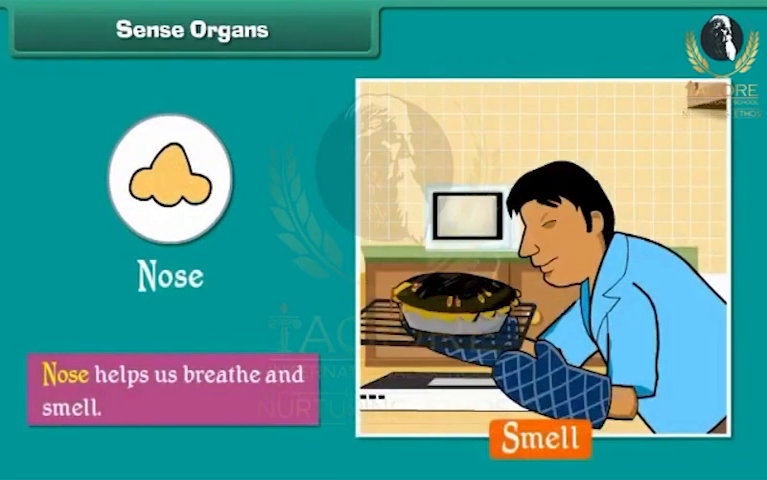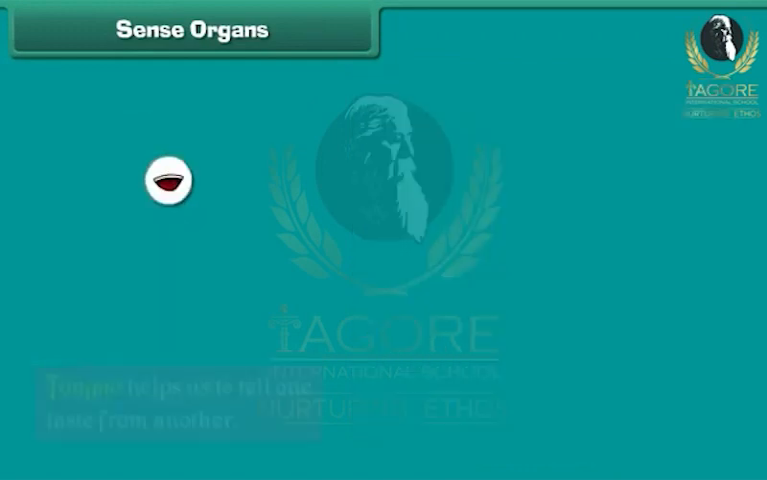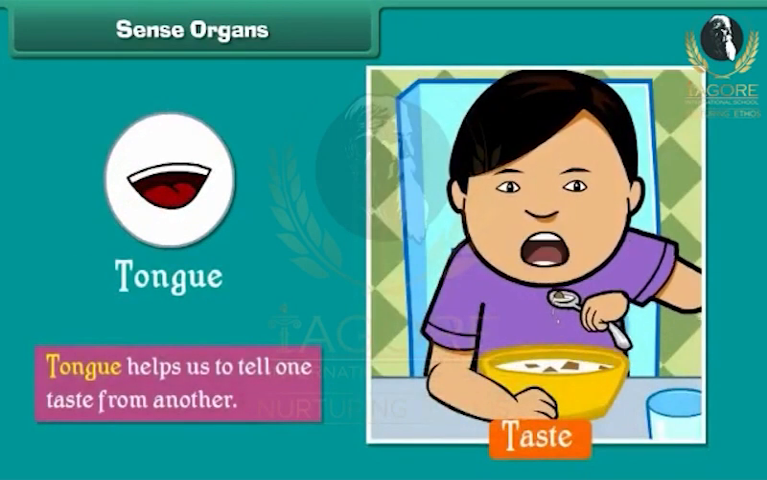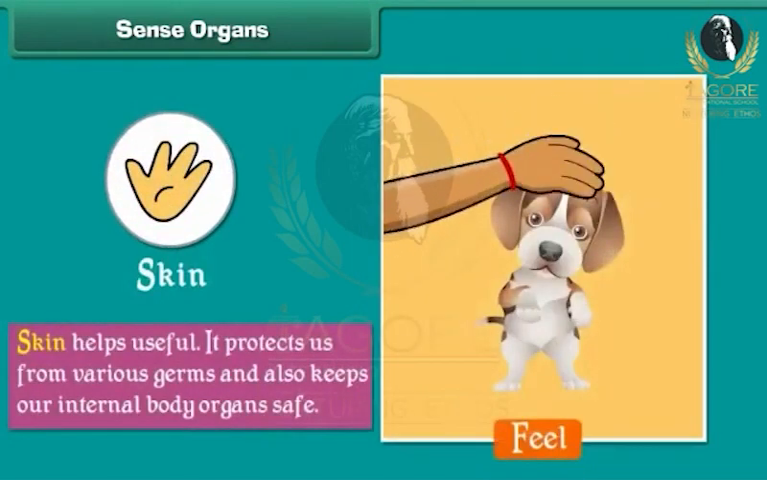Nose helps us to breathe and smell. Tongue helps us to tell one taste from another. Skin protects us from various germs and also keeps our internal body organs safe.